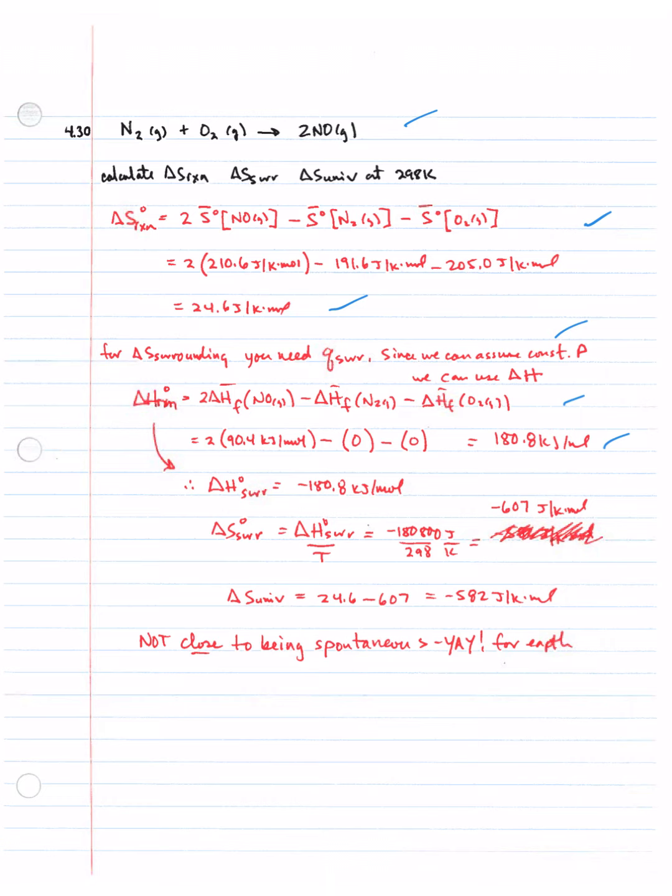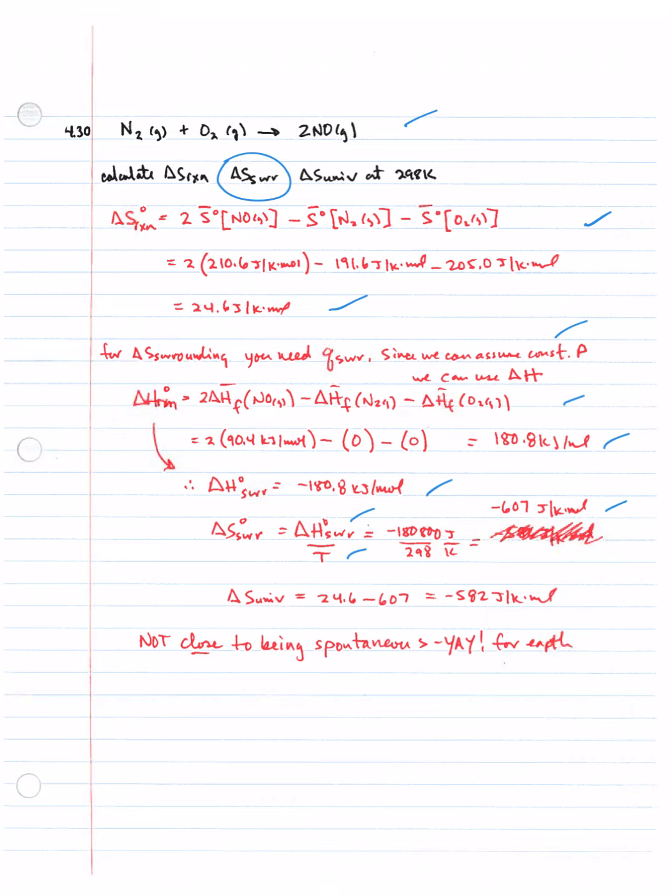Keep an eye on your units. The delta H of the surroundings is going to be the opposite of that, because that's what we're after. We're after the delta S of surroundings, so I need the delta H of the surroundings over the temperature at which the reaction occurs. Delta S's are usually written in terms of joules per K per mole, so that's why I popped out the 180 kilojoules to 180,000, and I got minus 607 joules per K per mole.